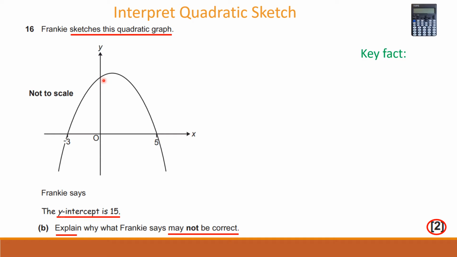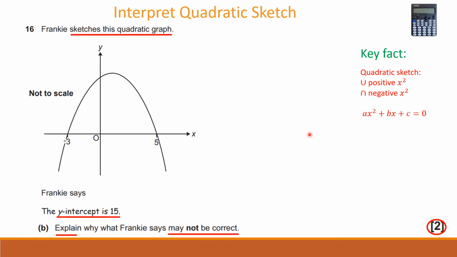So the key facts we need to know for a quadratic sketch: if you have got a positive number in front of the x squared, you have got a graph that is a happy face, so it goes the opposite way round to this one. This one is a negative x squared, so the graph is upside down. That means we have got a minus in front of our x squared term. That's going to be really important when we're working out the equation of this graph.